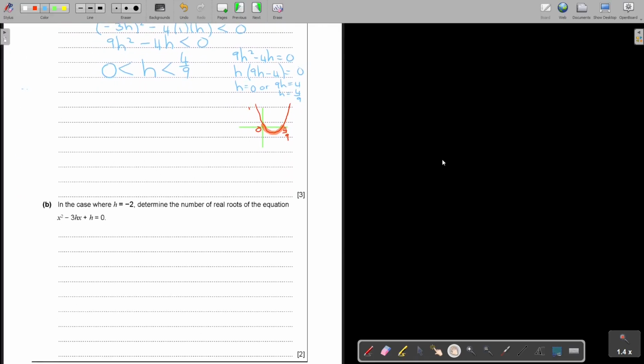in the case where h is -2, determine the number of real roots of the equation. So let's first write it down. I prefer always to first write it as it stands there before I substitute. I don't know why. I think you make less unnecessary mistakes. So in the place of h, I will put -2, and that's equal to 0. So it's going to be x squared plus 6x minus 2, and that's 0.